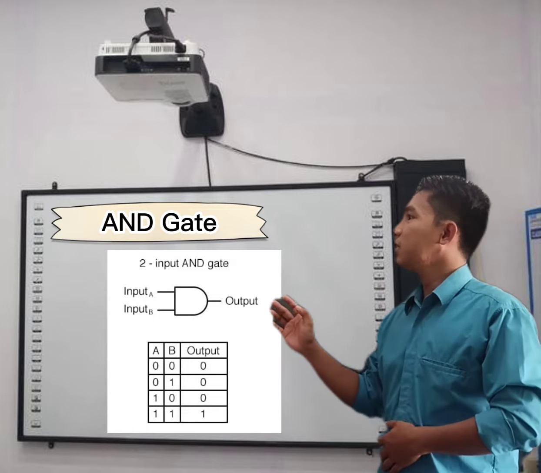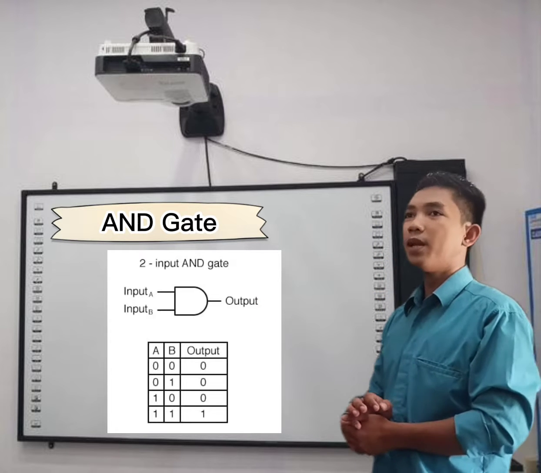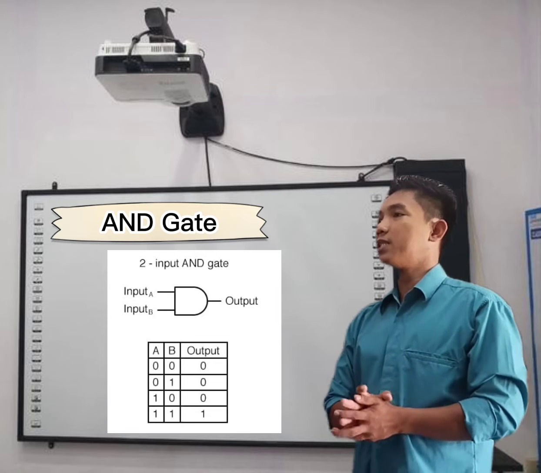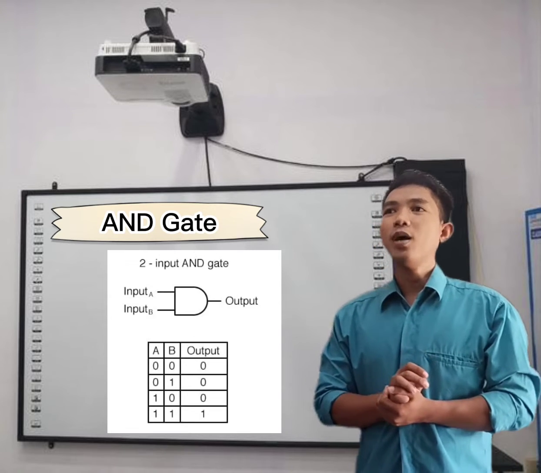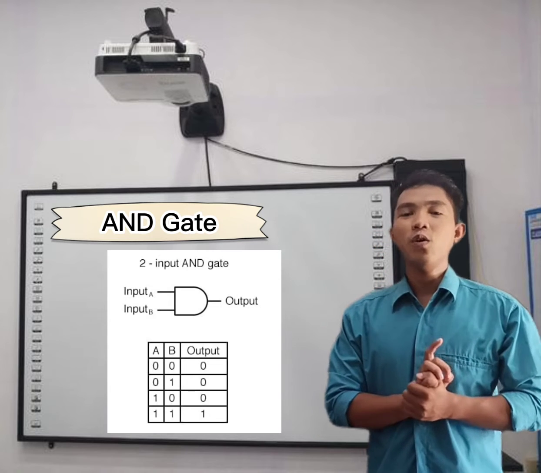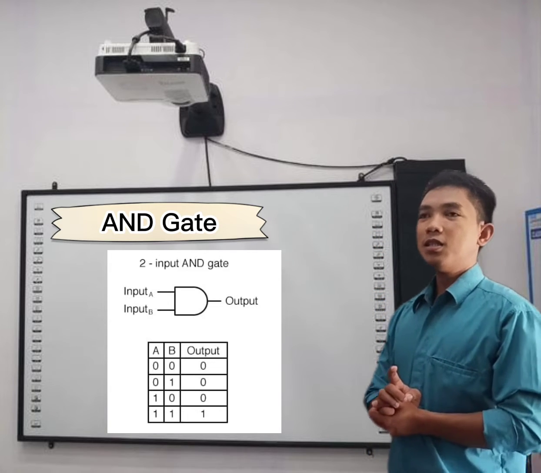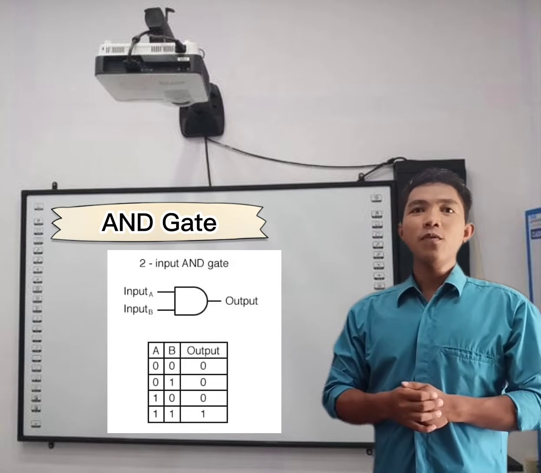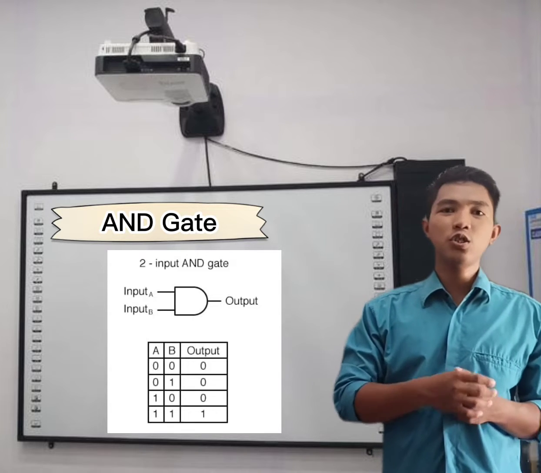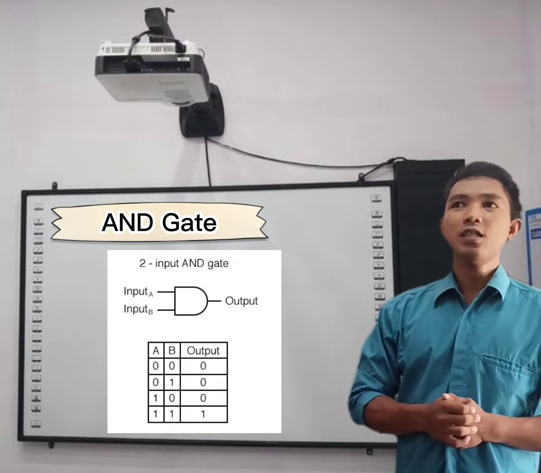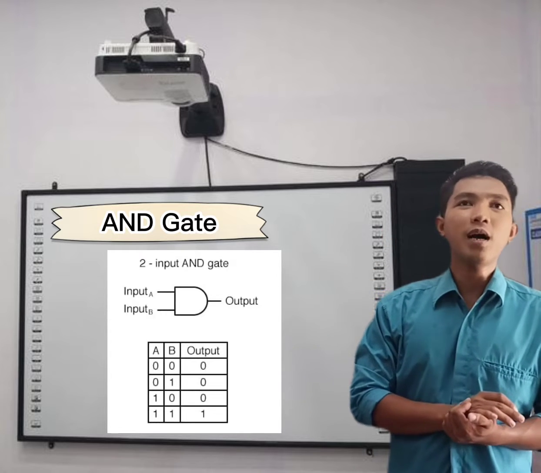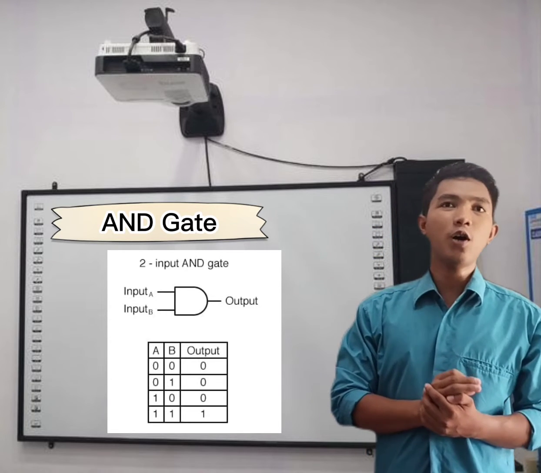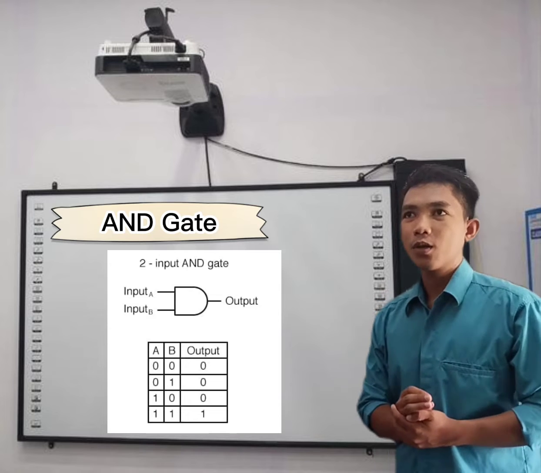As we can see, a big shape like the letter D, and it has 2 inputs, input A and input B, represented by 2 straight lines, and 1 output represented by only 1 straight line. In the truth table, we can see the input A, input B, and the output. For now, let's assume that the voltage goes through this AND gate. And as the process begins, as we said earlier, the AND gate performs logical multiplication.